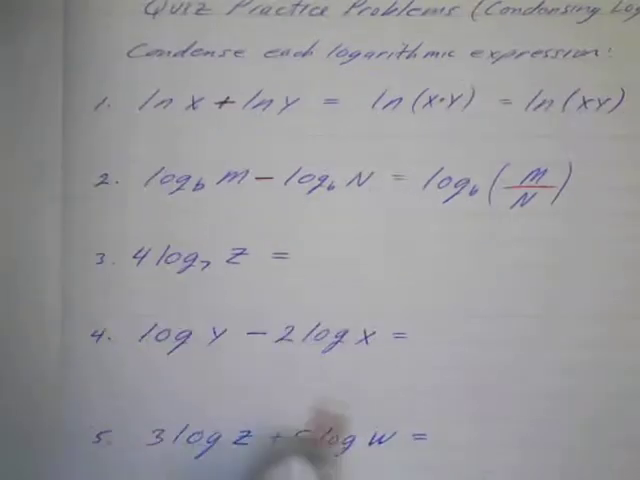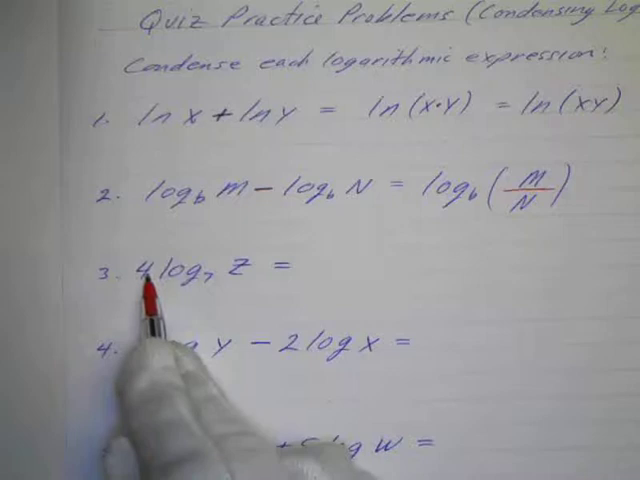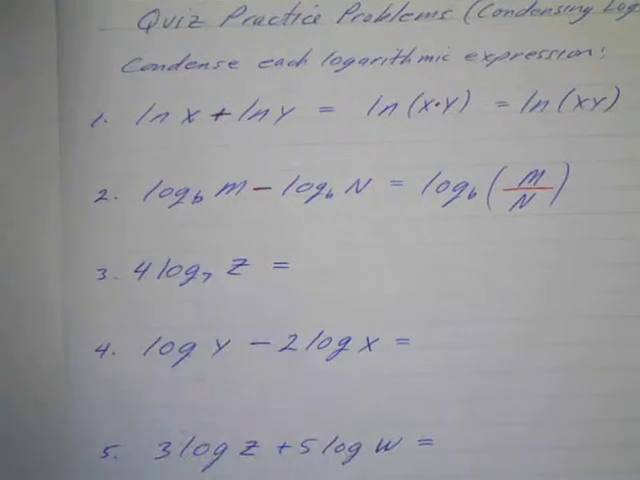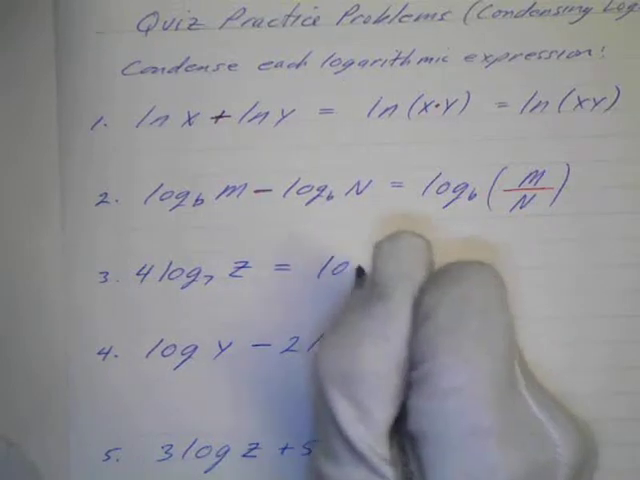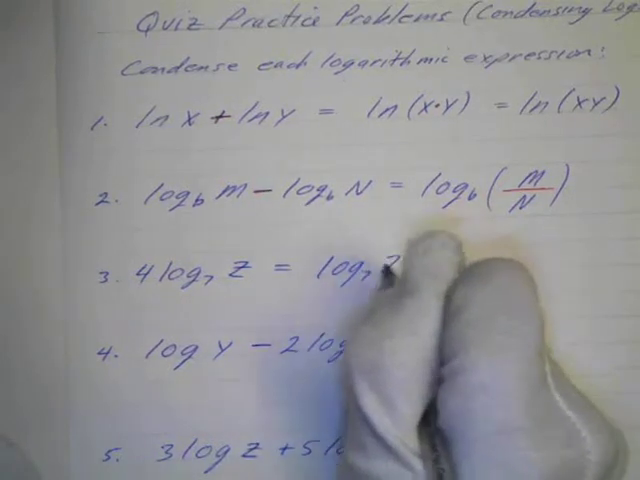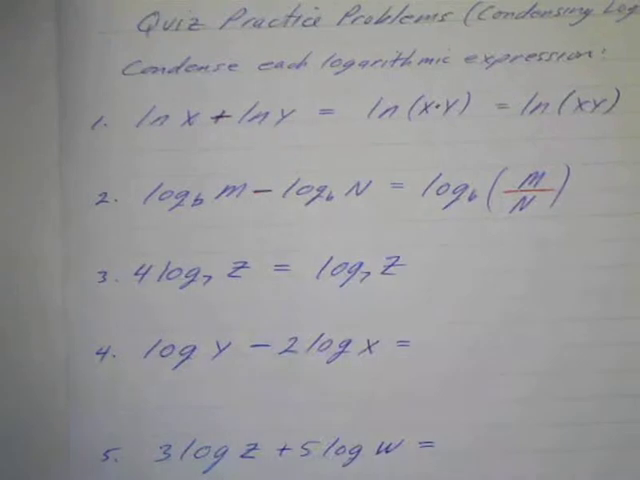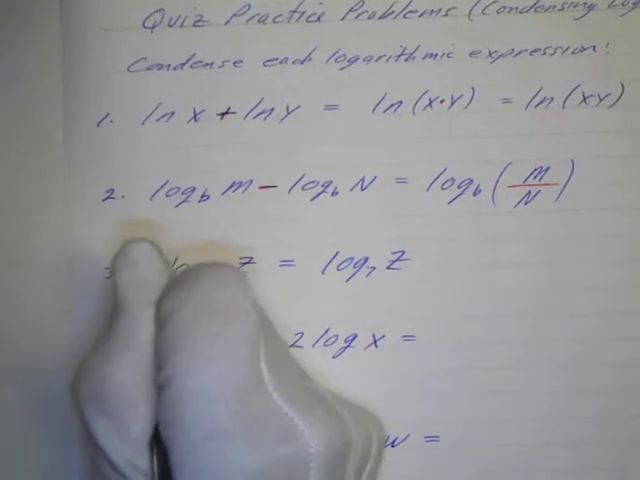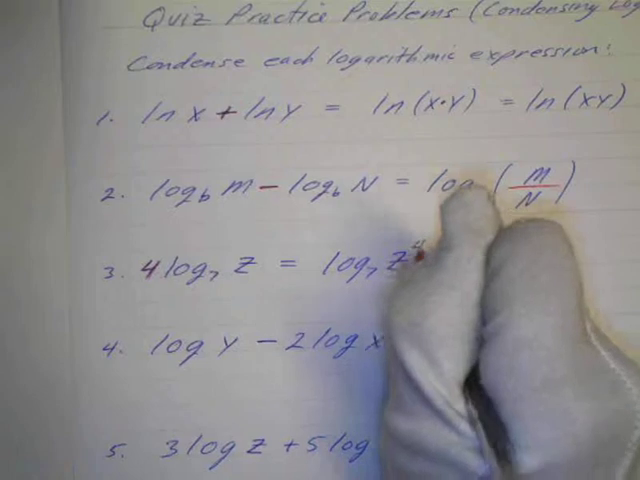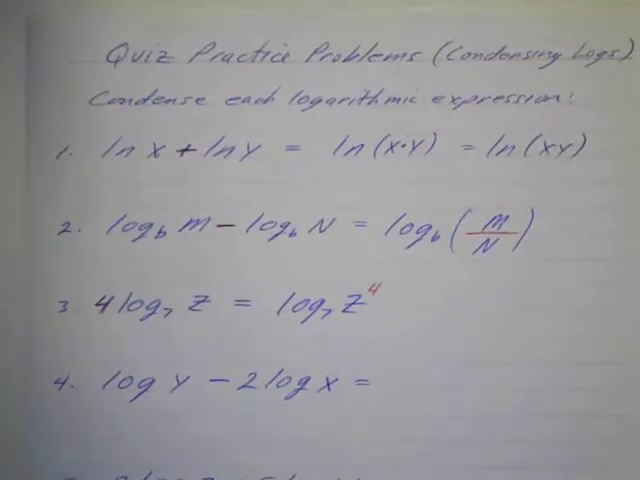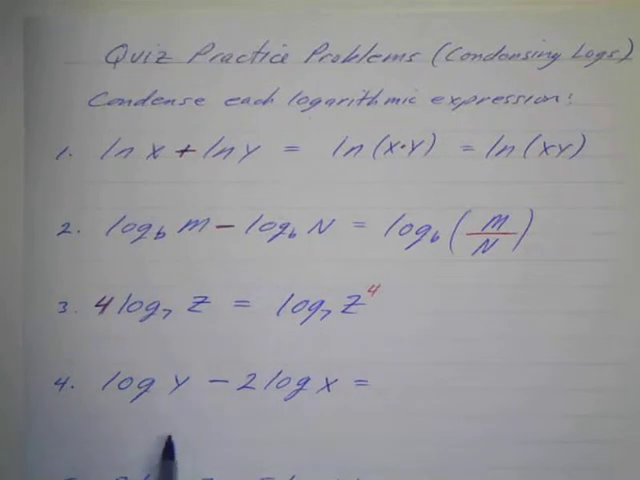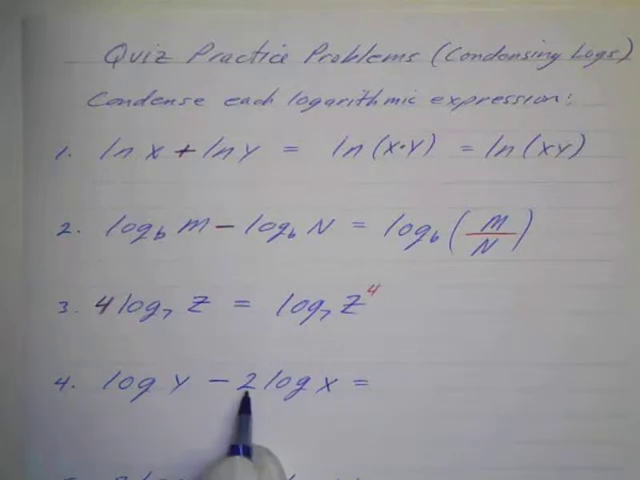Okay, and over here we have looks like a number in front, and that could be the exponent. We can move that back to the top, so this is pretty easy by using our power rule. I'll put this 4 back up here. Okay, and then number 4, log to the base of y minus 2 log of x. So first of all, we have an exponent, so we have to use that.